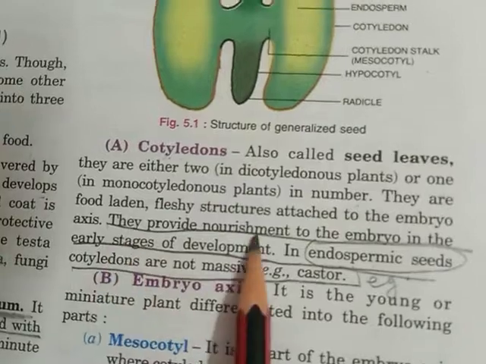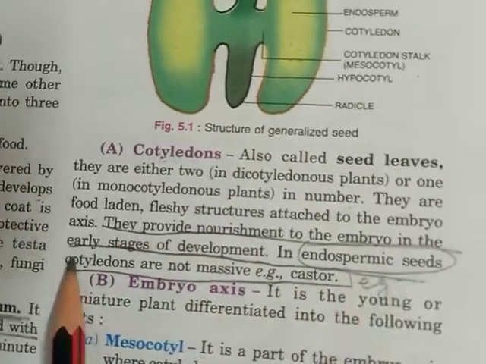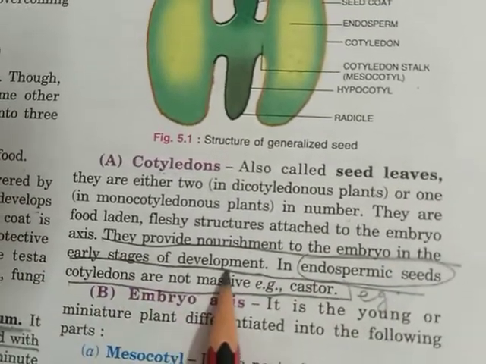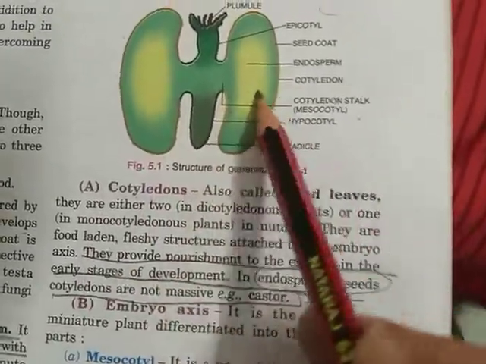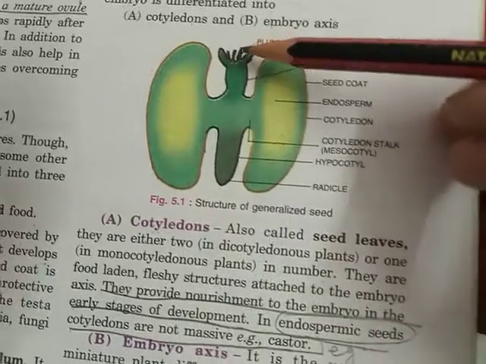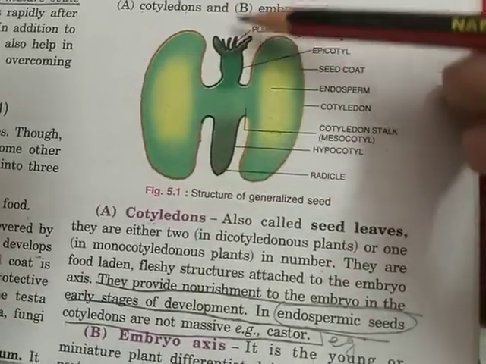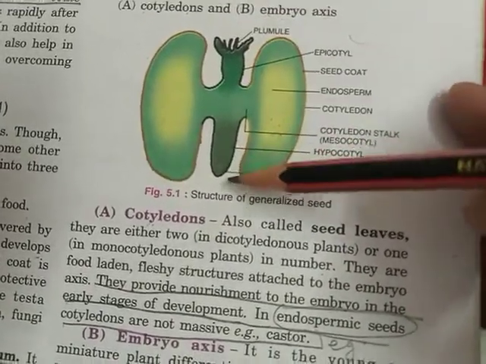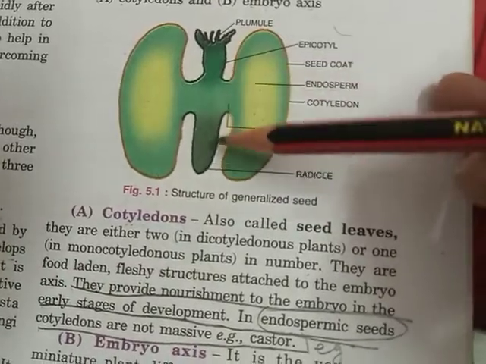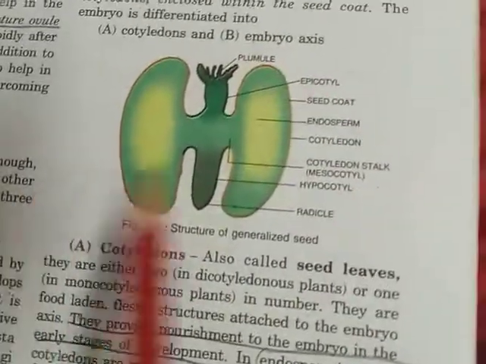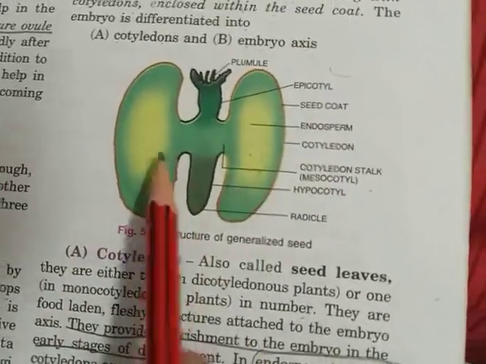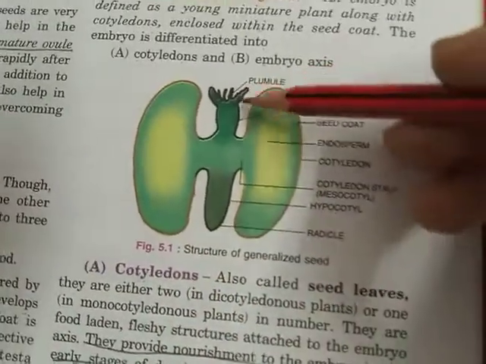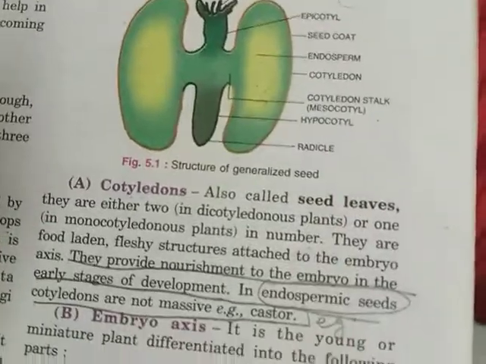They provide nourishment to the embryo in the early stages of development. So the function of the cotyledon is to provide nourishment to this growing embryo in the early stages of its development. When germination takes place, what happens? These cotyledons provide nourishment to this growing embryo.